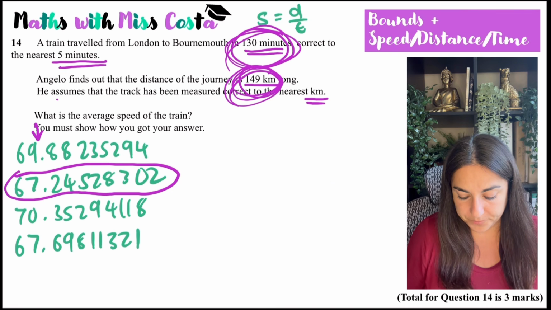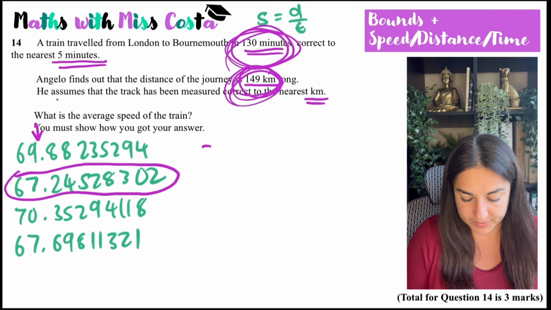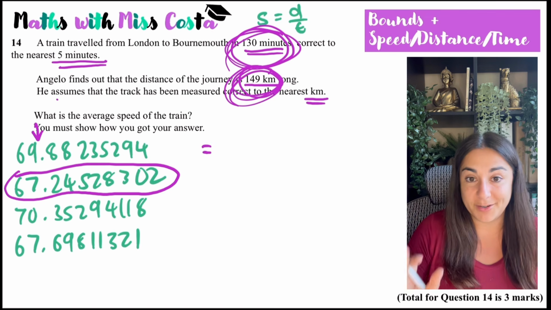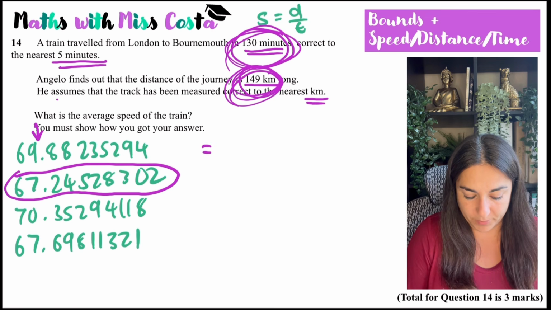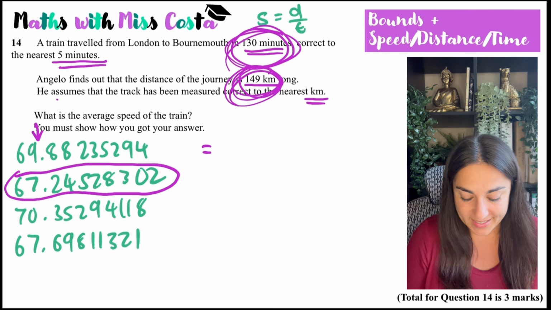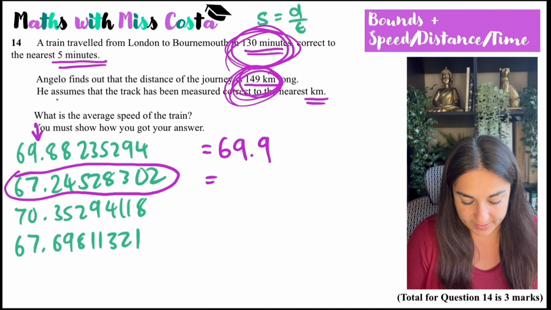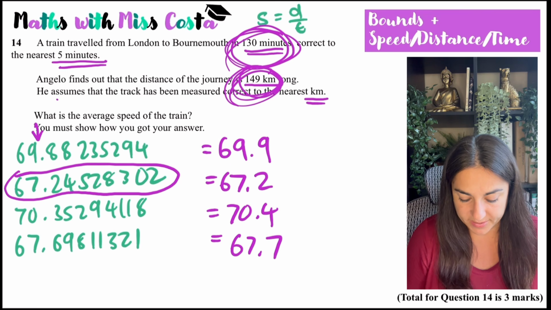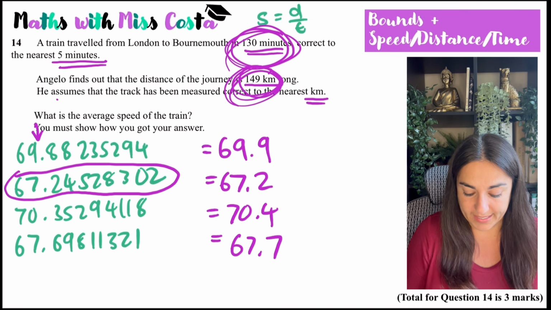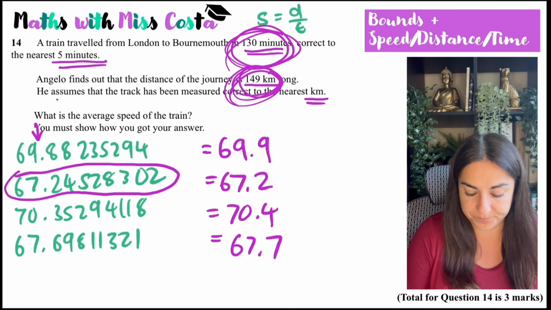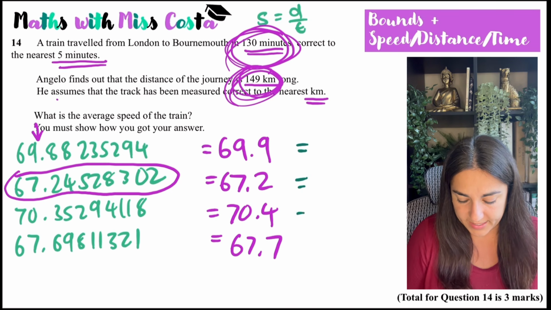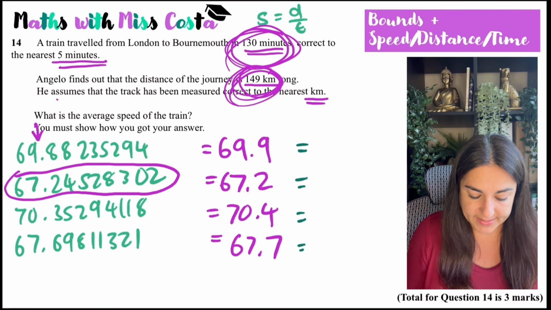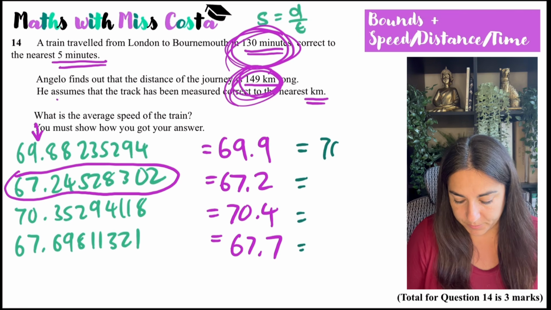So over here, if I rounded it to the nearest whole number, okay, let's do 1 decimal place. That would be 69.9. This would be 67.2. This would be 70.4. And this would be 67.7. So you can see that we've still got really unequal values. They're not the same. So then what we could try is rounding it to the nearest whole number. So that would be 70.